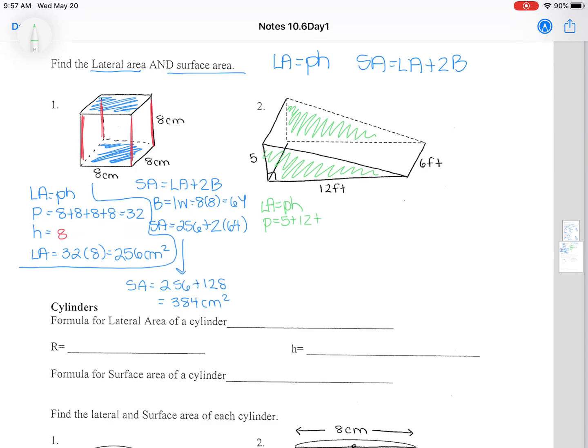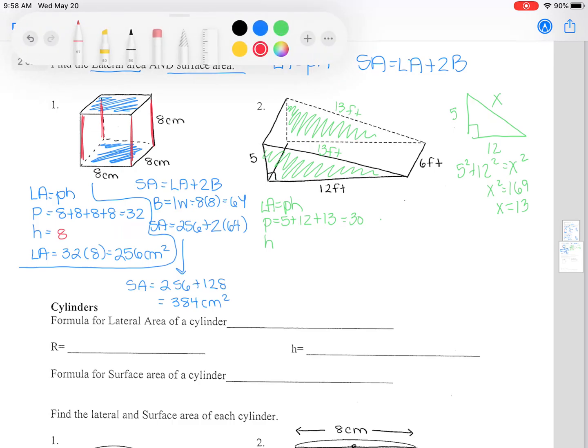So for perimeter, I've got 5 and I've got 12, but the problem is I need a third side. So we're going to do what we did like on the front. I have 5 and I have 12, and I'm going to use Pythagorean Theorem. 5 squared plus 12 squared equals x squared, and when you solve, x squared is 169, which means x is 13. So that means my missing side right here is 13 feet. 13 feet, 13 feet. So I'm going to add 13. So when I add those two guys together, I end up with 30.